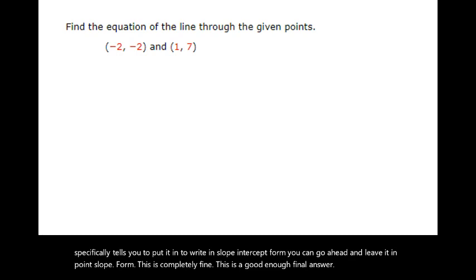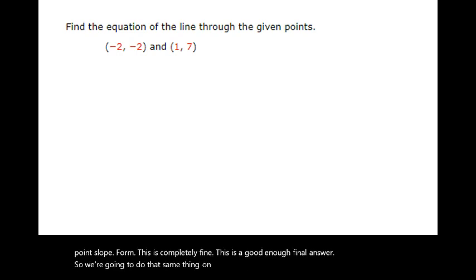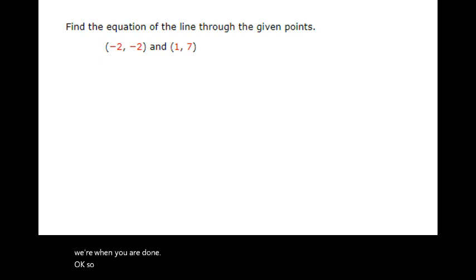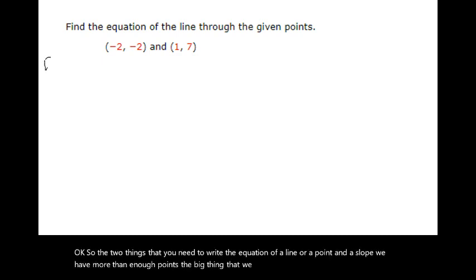So we're going to do that same thing on this next one. Now remember, if you want to attempt this problem before I go over it, just feel free to pause the video right now and then resume when you are done. Okay, so the 2 things that you need to write the equation of a line are a point and a slope. Well, we have more than enough points. The big thing that we are missing is the slope. So we need to find the slope first.